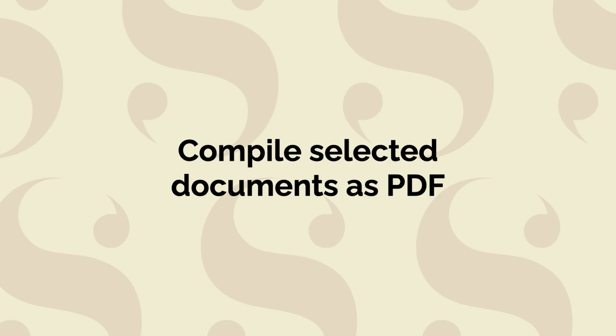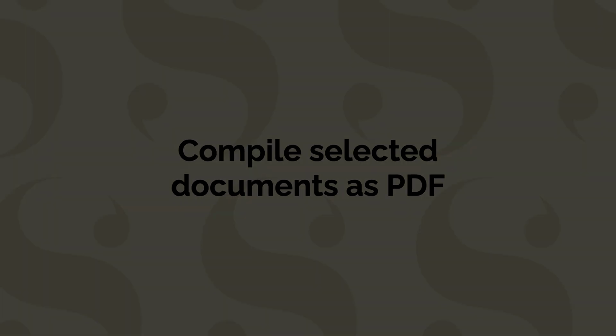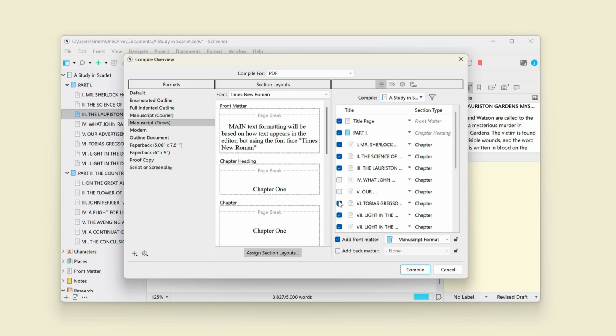You can also compile selected documents from your project as a PDF if you don't want to compile the entire project. Uncheck the documents you don't want included in your compiled PDF, then click Compile. Scrivener creates a PDF with only the checked items.